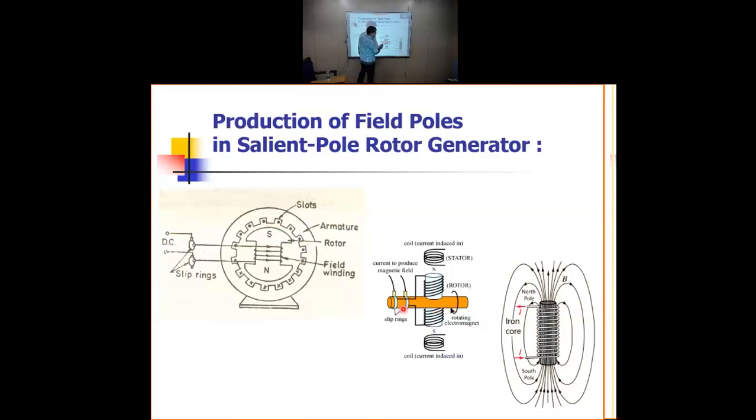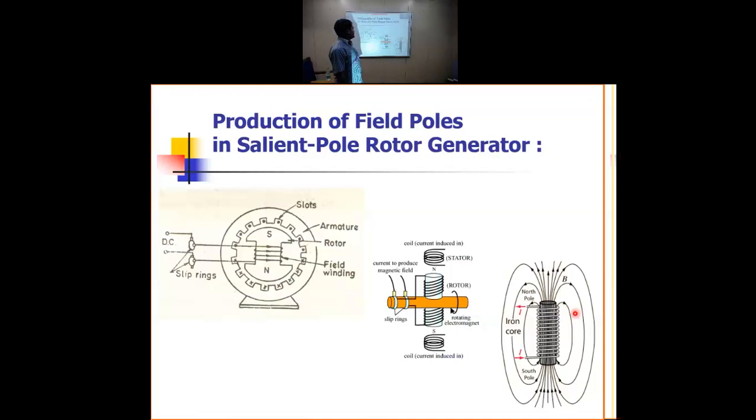Similarly, in case of salient pole, salient means something that is projected out from the main surface. So this is the main shaft. From the main shaft, one pole is projected. Again, a second pole is projected. So two poles are projected. In this way, many poles will be projected out. Now, here you see from these two slip rings, the DC is given as the input, and ultimately south poles and north poles are created. From this structure you can easily understand how south poles and north poles are created.